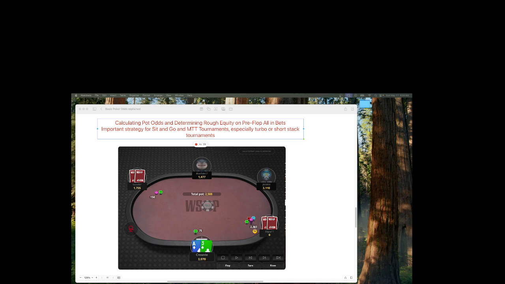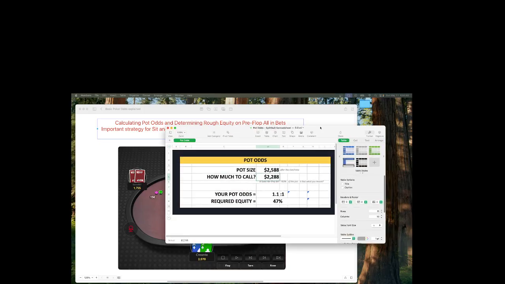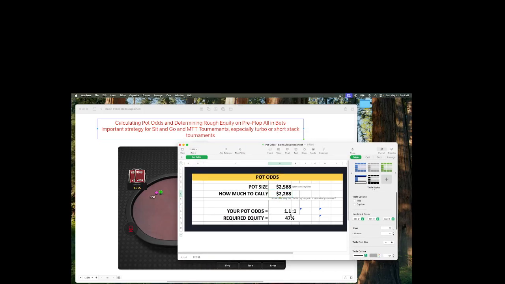In this situation, I'm going to calculate this out. This guy shoved for 23.63. I'm in for $75 big blind. So if I wanted to make this call, I'd have to call the difference between the 23.63 and 75, which I believe would be 22.88. So how much to call? 22.88, and then the pot size is 25.88. So on the fly, this is probably going to be like 1.1 to 1 or 1.2 to 1. So actually, let me bring this on. Your pot odds is 1.1 to 1, required equity 47%.